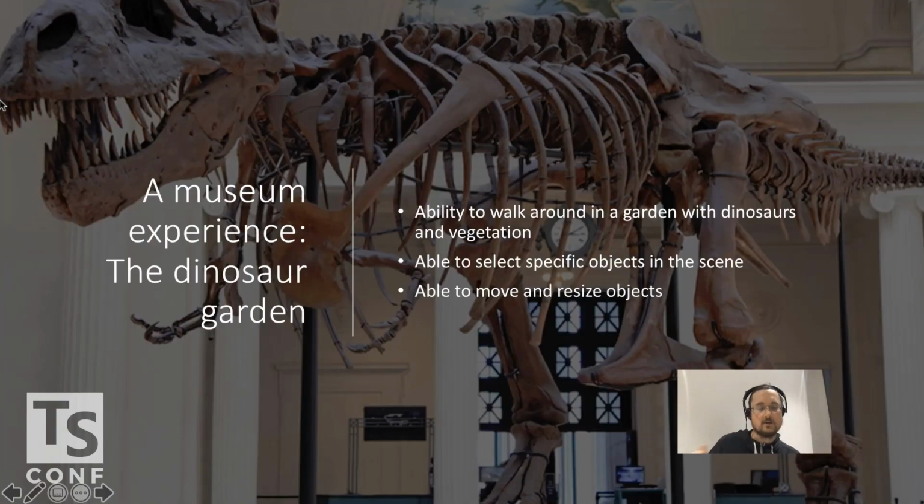And yeah, now we're coming to the museum experience using Babylon.js. Now, I wanted to build this demo to have some kind of project that I could play around with and eventually show that to a museum. What I imagine the features that this thing would have is, I wanted to walk around in a garden with dinosaurs and the vegetation, and I also wanted to interact with different objects in a scene, such as moving them around, maybe resizing them, and so on.